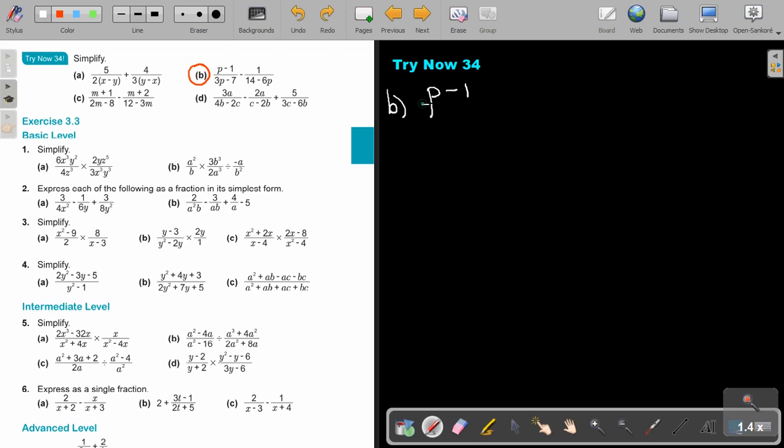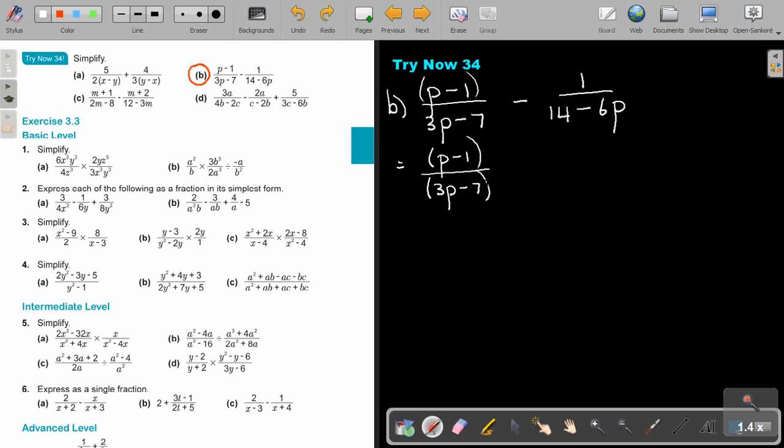So you have P minus 1 over 3P minus 7 minus 1 over 14 minus 6P. Okay, now in this case, put brackets there. There I'm going to take out the common factor. So it's P minus 1. In this case, I cannot take out a common factor, so it's just 3P minus 7. It's already simple. So it's 1 over, but if you take negative 2 out as a common factor, it's going to be 14 divided by negative 2 is negative 7, negative 6P divided by negative 2 is positive 3P.